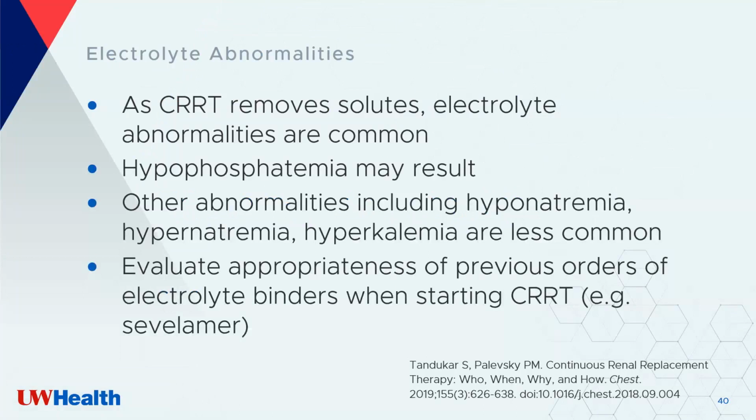Other abnormalities that may be seen but are less common are hyponatremia, hypernatremia, and hyperkalemia, especially in our patients that also have CKD and may have either potassium or phosphate binders. It's important to address these when CRT is started. For example, if a patient is being continued on a phosphate binder, it likely needs to be stopped, as the CRT will cause removal of the phosphate.